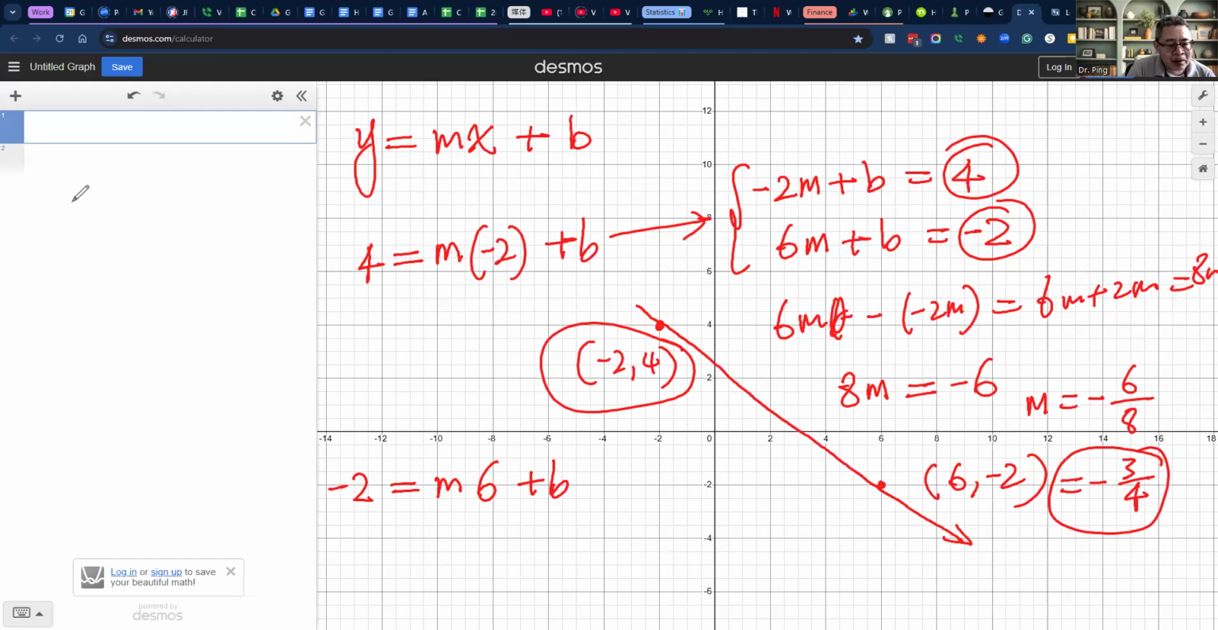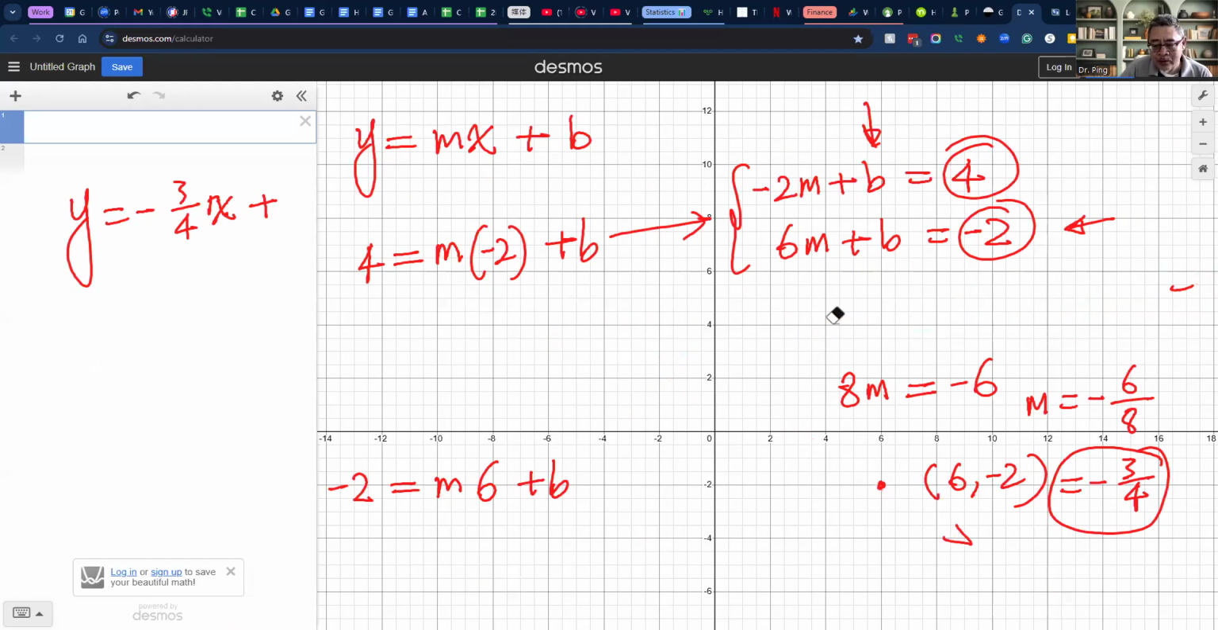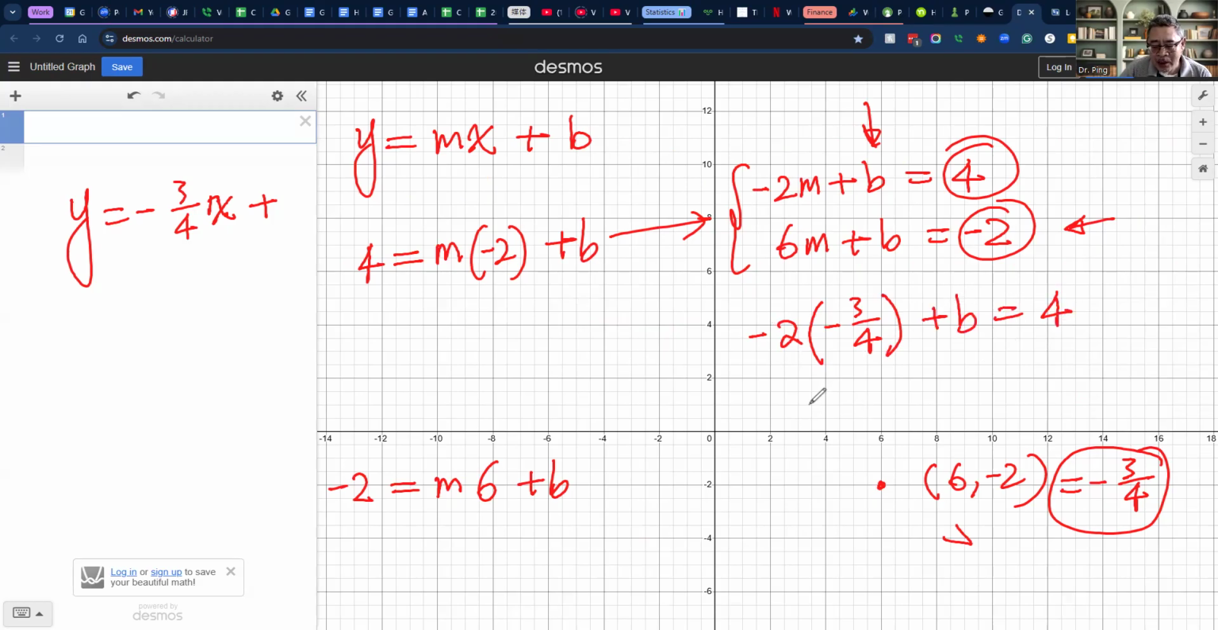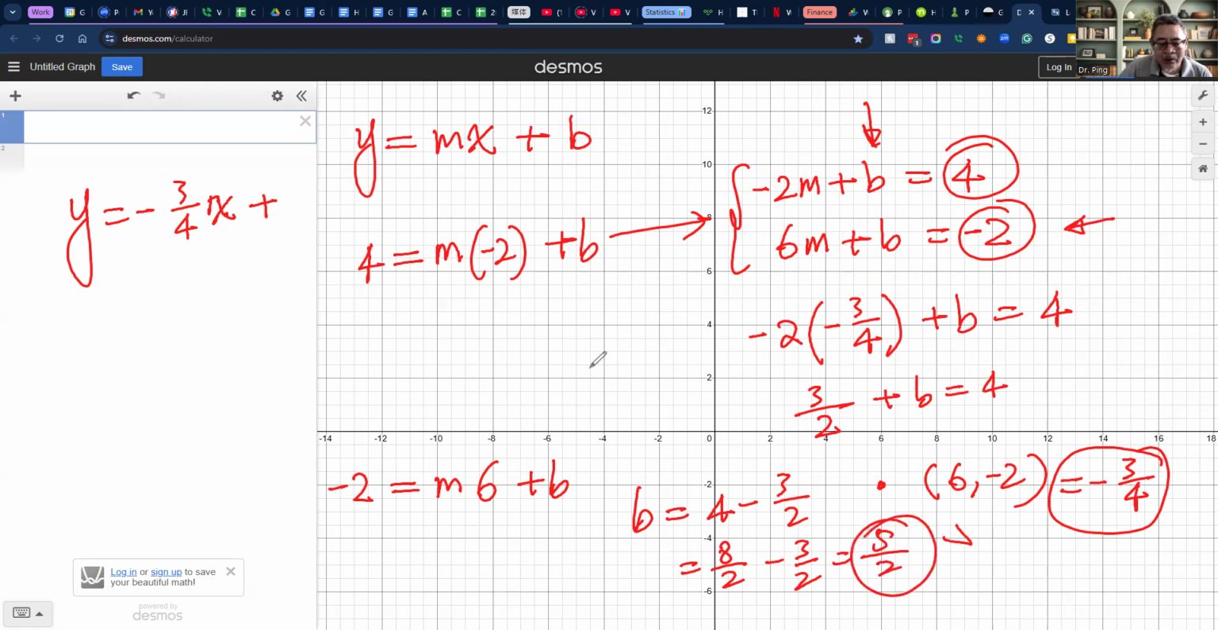So now we got m. y is -3 over 4 x. I got m now, we still need to find b. Again, it doesn't matter which equation to put in, here or here. So I'm going to just put in the first one. If you put in the first one, we know that it's -2 times the m we just figured out, -3 over 4, then plus b equal to 4. And this times that gives us 3 over 2 plus b equal to 4. Then b is 4 minus 3 over 2, which is 8 over 2 minus 3 over 2, and gives us 5 over 2. So that's what we got. So 5 over 2. So that's the function we'll get, just from 2 points.